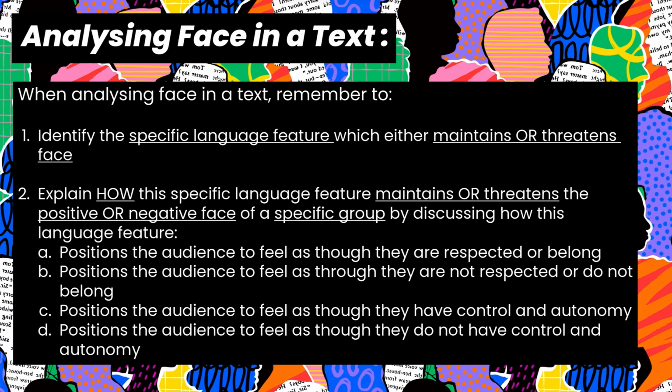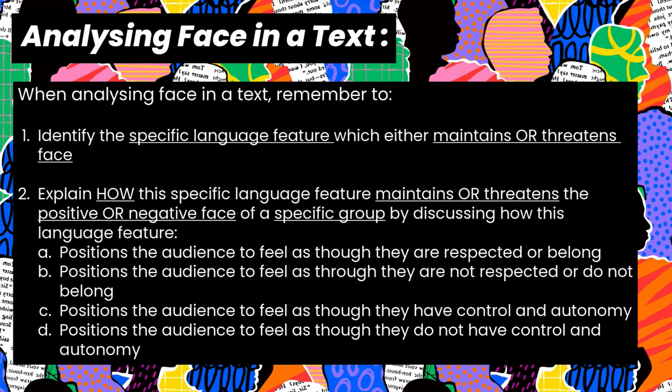But it's really important that you've got a specific language feature in your analysis clearly identified whenever you're talking about face. And then number two, it's really important to clearly explain how this specific language feature maintains or threatens the positive or negative face of a specific group by discussing either how this language feature positions the audience to feel as though they are respected or belong for acts that maintain positive face, or positions the audience to feel as though they are not respected or do not belong for acts that threaten positive face, or positions the audience to feel as though they have control and autonomy for acts that maintain negative face, or positions the audience to feel as though they don't have that control and autonomy for acts that threaten negative face.